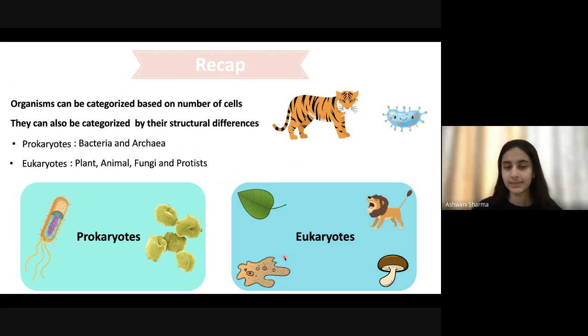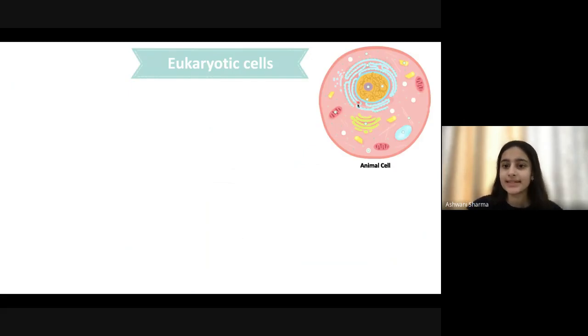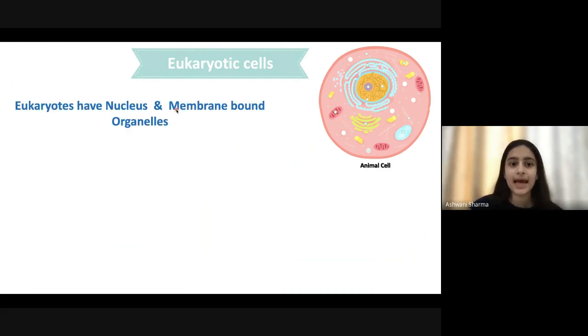Now let's go into the main topic of the video, which is the difference between prokaryotes and eukaryotes. First, let's look at a eukaryotic cell. Over here we can see a eukaryotic animal cell. These are also the cells which are present in our own body. The main difference between eukaryotes and prokaryotes is that eukaryotes have a nucleus and membrane-bound organelles. If we see this image, we can see where the nucleus is located.